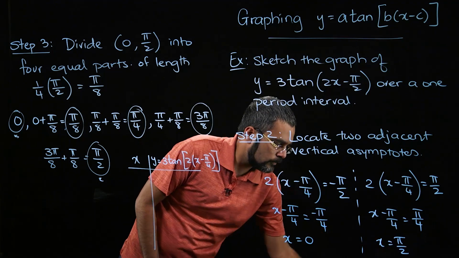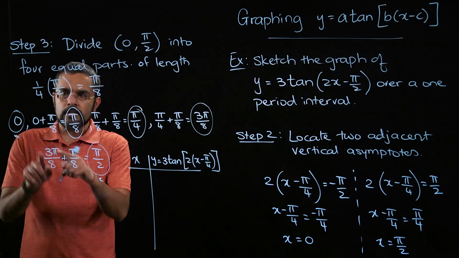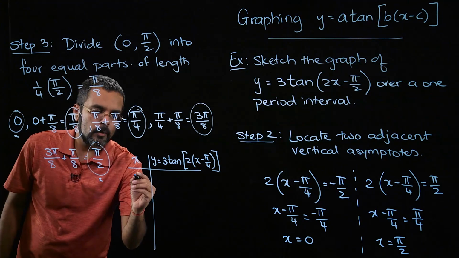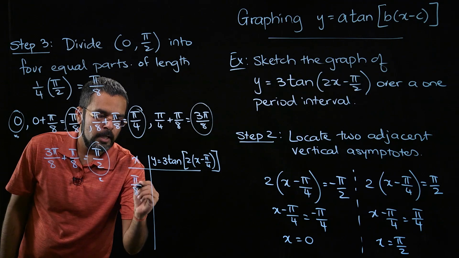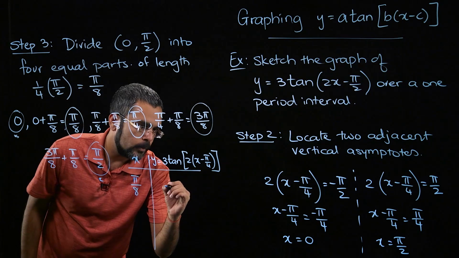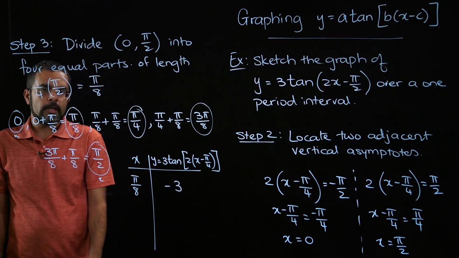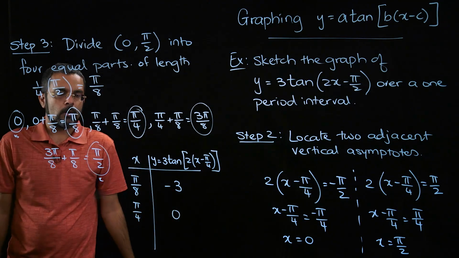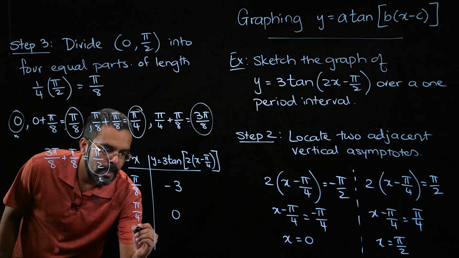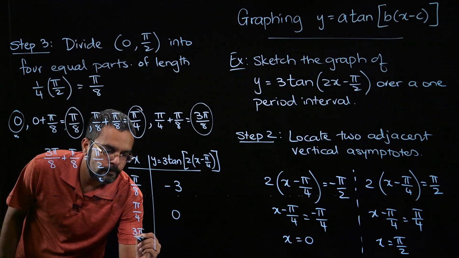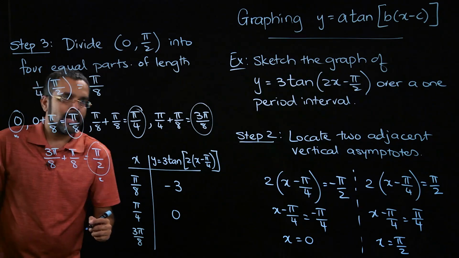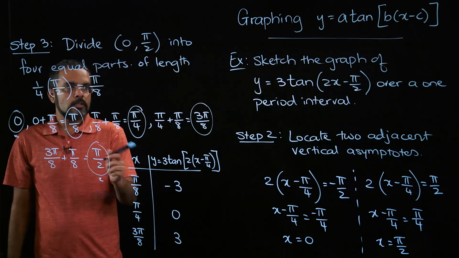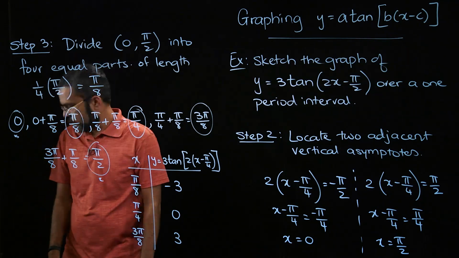If I compute the values at these points, I'm going to get, at pi over 8... Remember, at 0 and pi over 2 it's going to be undefined because that's where our vertical asymptotes are. So at pi over 8, if I put it in this function, I get the value -3. If I put in pi over 4, I get the value 0. So that's my x-intercept. And at 3 pi over 8, that's where I'm going to get +3. Take a look at these, and then we're going to graph our function.